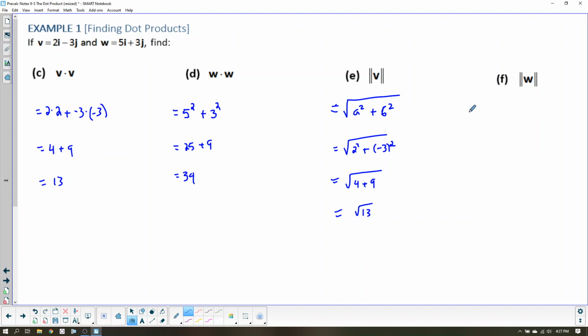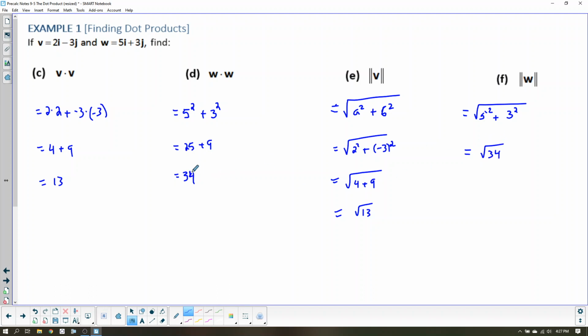So let's see if the same thing happens with w. So we're going to do square root of horizontal component squared. Well, that's exactly 5 squared. And then the square of the vertical component. So you can see again that it is indeed going to work. This is a 4 here.